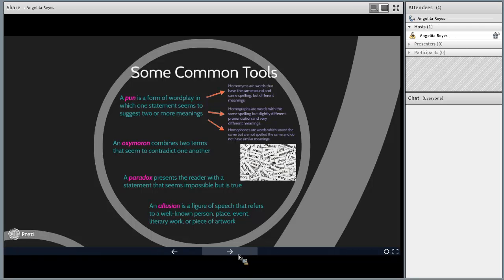An allusion is a figure of speech that refers to a well-known person, place, event, literary work, or piece of artwork. And you have definitely heard allusions before. Maybe you didn't know what it was called, but maybe when people are making fun of old Shakespeare quotes like "to be or not to be, that's a question." You've seen that redone a million times. Also, in a lot of songs or even in movies, there's allusions to popular work, typically historical work.